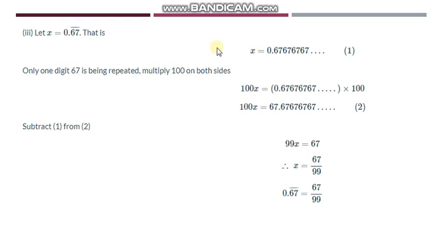The same procedure we will apply in the second and third parts. The third part I have done, so you can check this part. Here 2 digits are repeating, so this is equation number 1. In the next step we will multiply by 100 on both sides. This will be equation number 2. Now we will subtract equation number 1 from 2, so we have 99x equals 67. So this is the required fraction, 67 over 99.